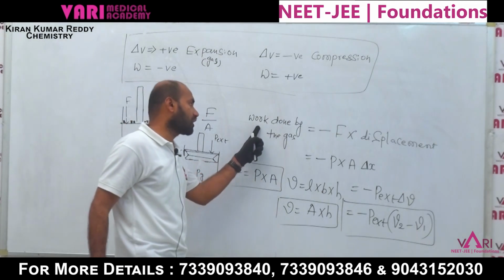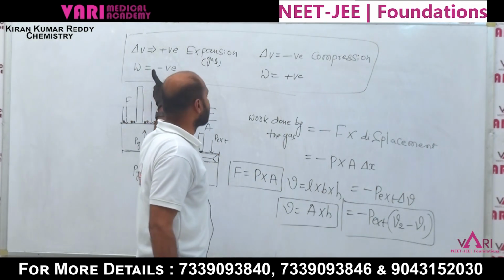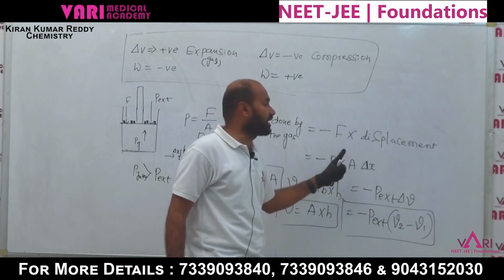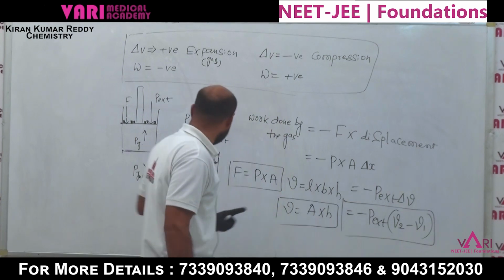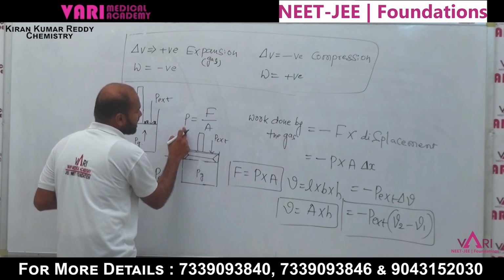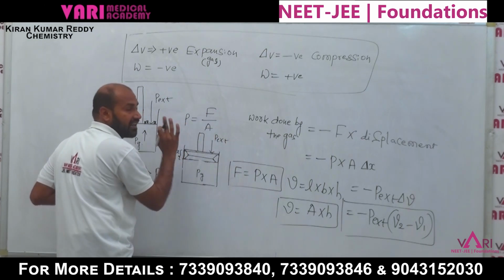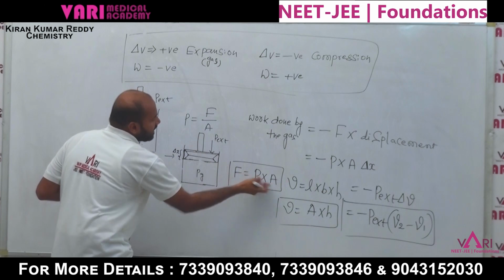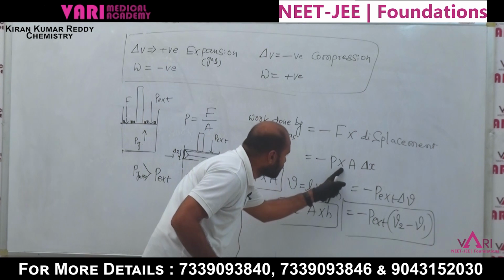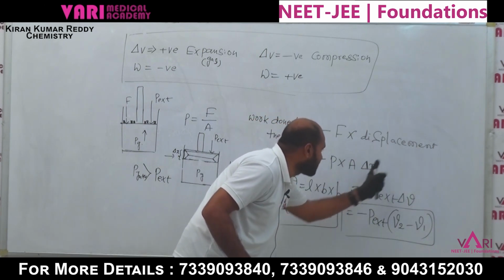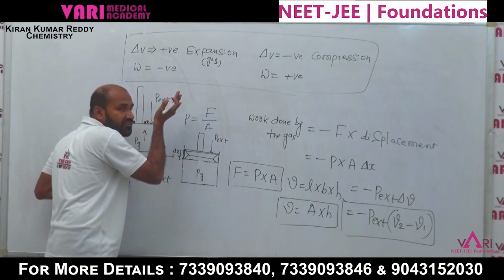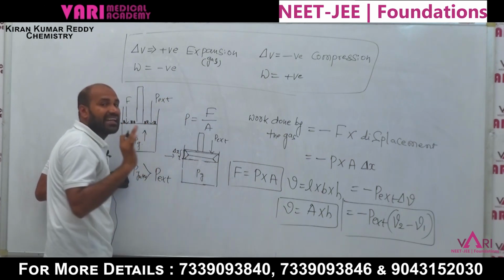What is the formula? Work done by the gas is negative. That's why I am writing work. Work means F into displacement, with a minus sign. Minus F, and F is equal to P into A, because pressure is force per unit area. Now in place of F you can substitute P into A. What is the displacement? Delta x, this position to this position, because of expansion of gas.